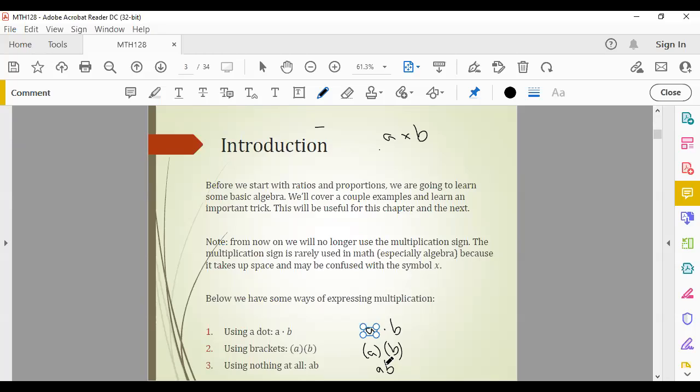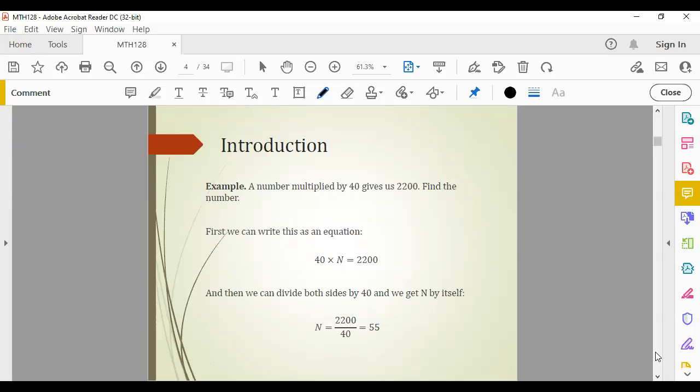Obviously, you can't do that if you have entirely numbers. If you have numbers, then you've got to use a dot or the brackets. So those are just some alternate ways you can use instead of the multiplication sign. Although ironically, I do use the multiplication sign in this lesson. So I do feel like a bit of a hypocrite, but oh well.